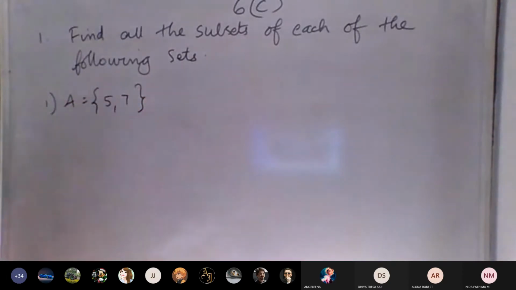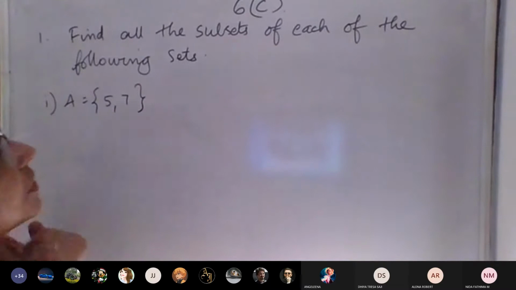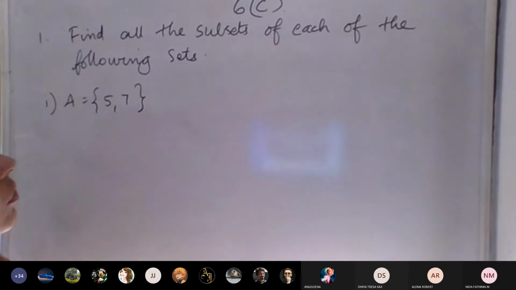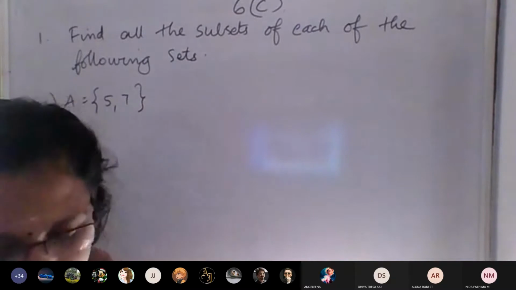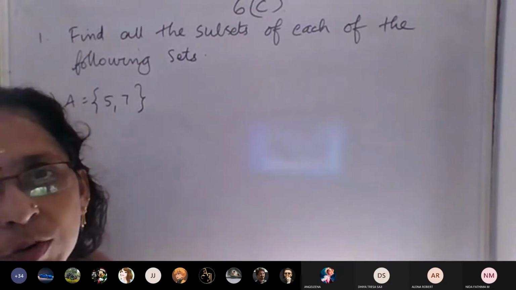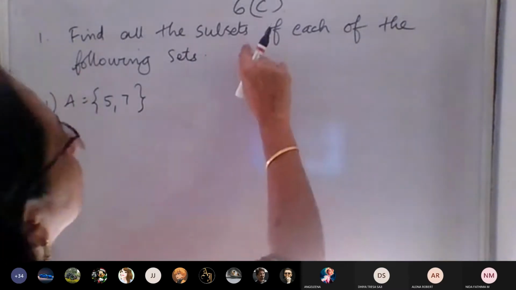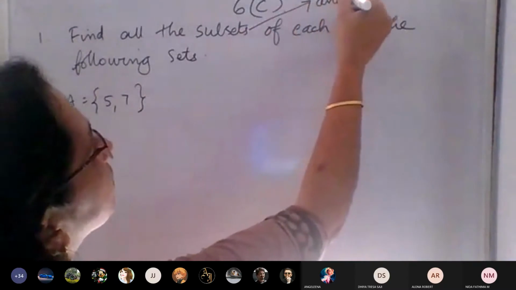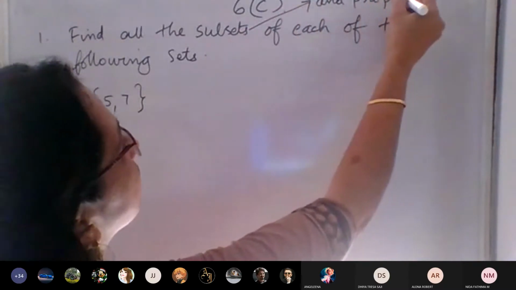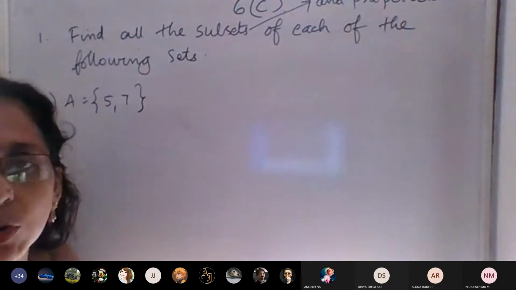We had to find the subsets of each of the following sets. The question is subsets, but you can write proper subsets also, no? So here, add subsets and proper subsets. Then it will be easy. Same question, we can do subsets and proper subsets both.